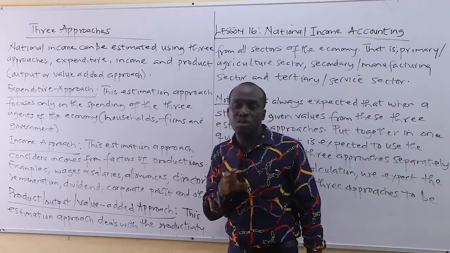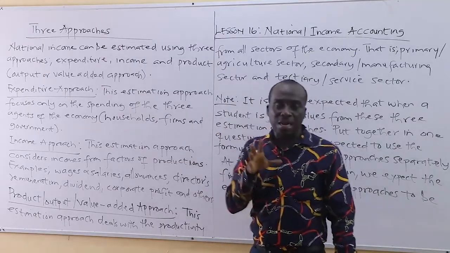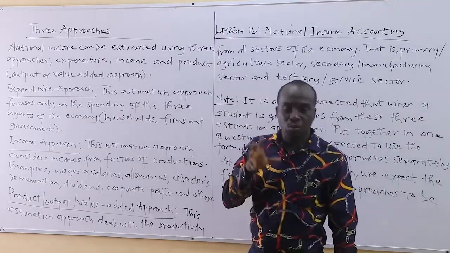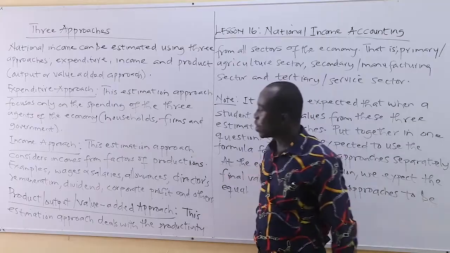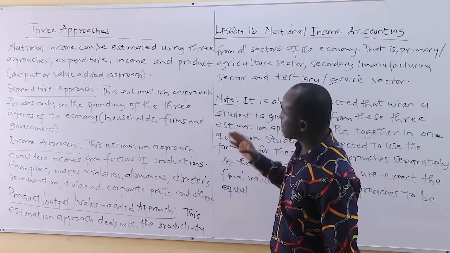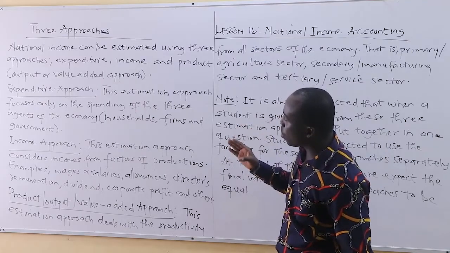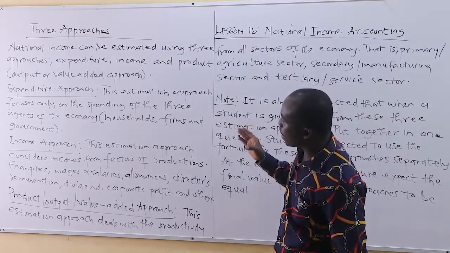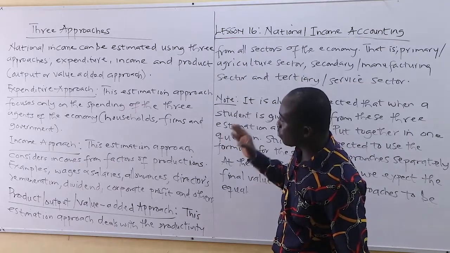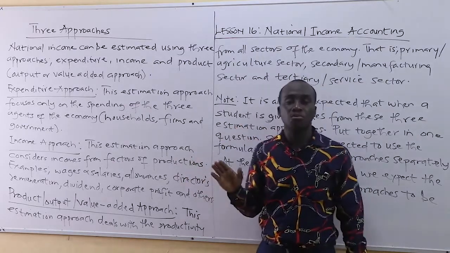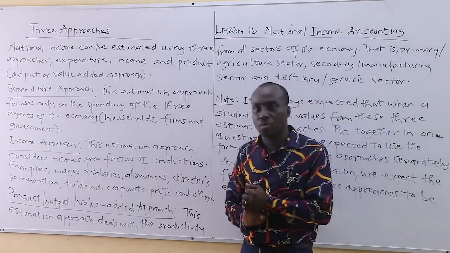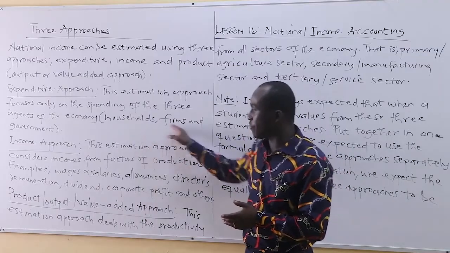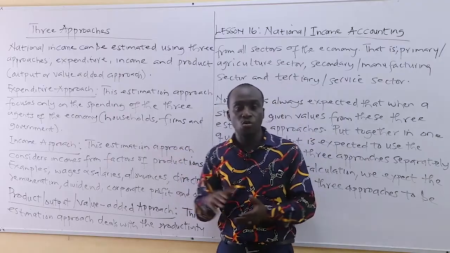So later you're going to pick them one by one, look at the formulas, look at the calculations. We'll do more calculations and give you some to try on your own. Let's look at the expenditure approach. This estimation approach focuses on the spending of the three agents of the economy: household, firms, and government. So when it comes to the expenditure approach, as we all know, every economy has only three economic agents. We have the household, the firms, the government, that encapsulates the whole economy.